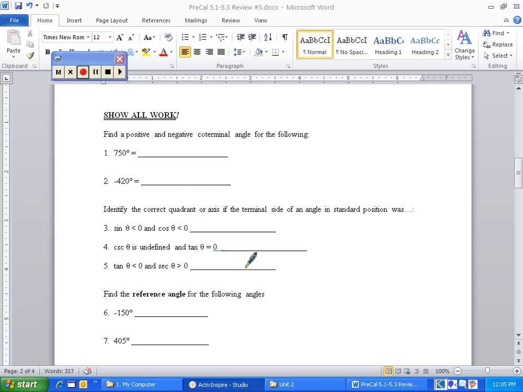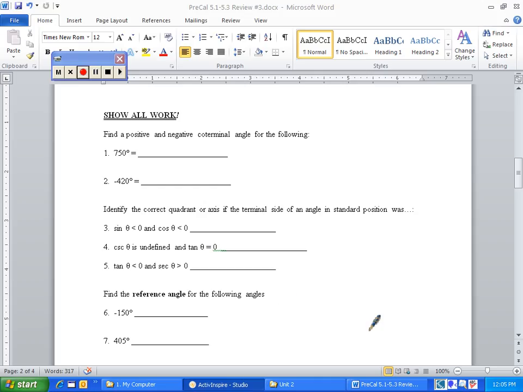Okay, the next question says find the reference angle for the following angles. So reference angles must be between 0 and 90 degrees. So that means if your answer is not between 0 and 90, you have to make sure that it is. So what we're going to do for the first one is, first I need to get rid of this negative. So I'm going to add 360 to 150. And that gives me 210.